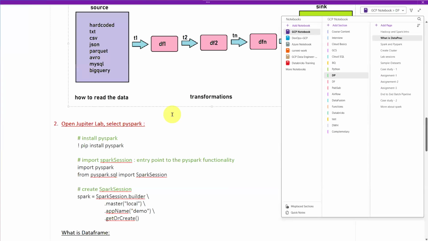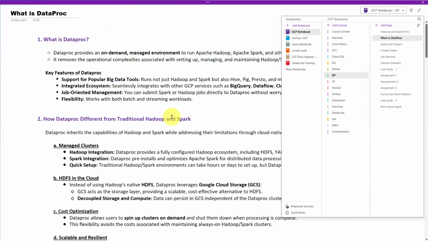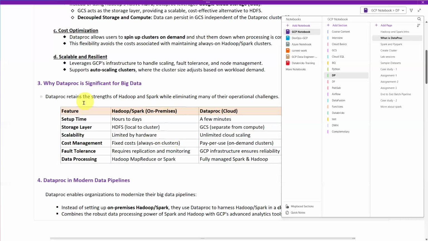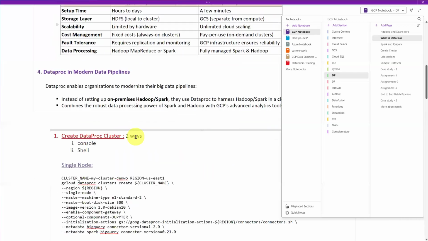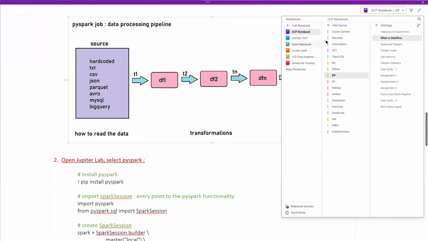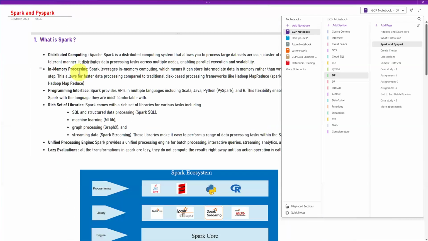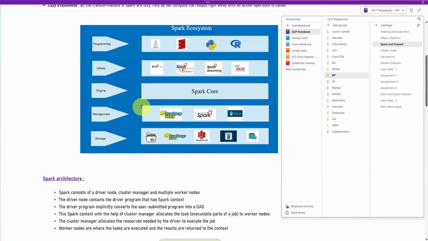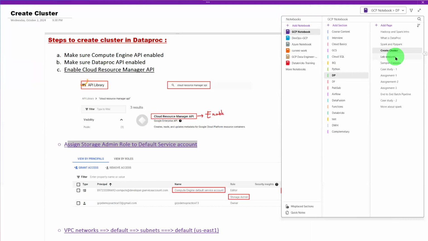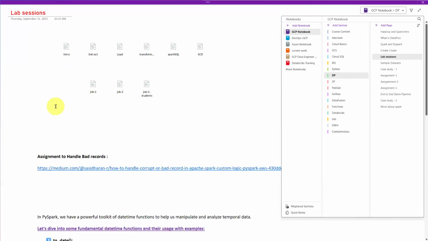And what is Dataproc? And how is Dataproc different from Hadoop and Spark? Why is Dataproc significant? How do we create the cluster in Dataproc? And what are the pipelines that we are going to create? Spark architecture, Spark framework. Creating the cluster in Dataproc, lab sessions.